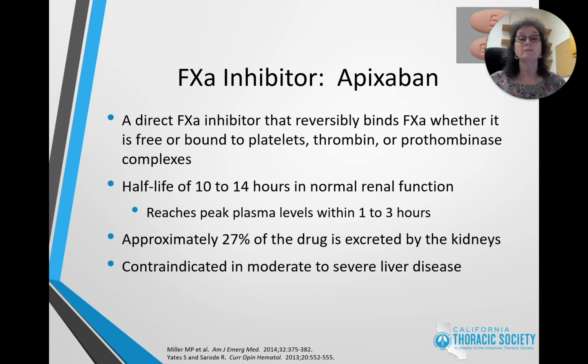Apixaban is a direct factor Xa inhibitor that also reversibly binds to factor Xa, whether it's free or bound to platelets, thrombin, or the prothrombinase complex. Its half-life is a little longer at 10 to 14 hours in patients with normal renal function, and it reaches peak plasma levels within 1 to 3 hours. About 27% of the drug is excreted by the kidneys, and it is contraindicated in patients with moderate to severe liver disease.